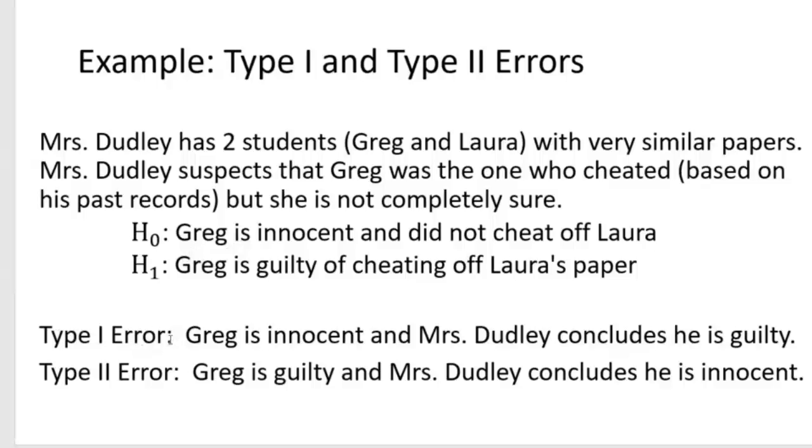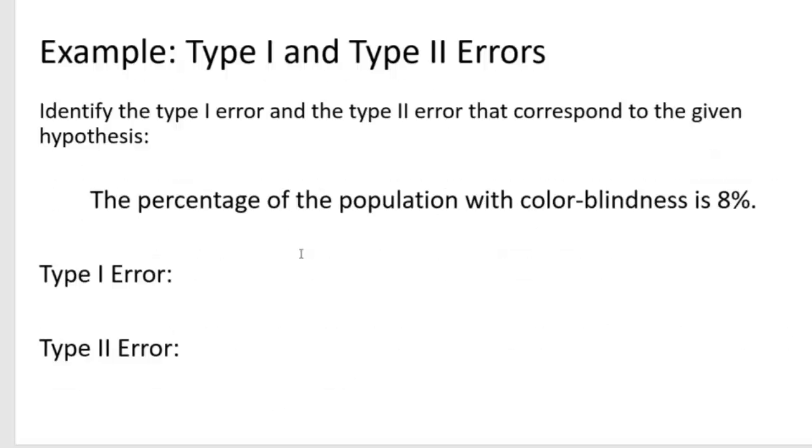So the type 1 error would be he's innocent, but she concluded he was guilty. See, she rejected that truth. That would be a type 1 error. Type 2 error is he's guilty, and she decides he's innocent. So if you just think about it in terms of that, which one would be the greater problem? It's probably much worse for her to accuse him when he's innocent than it is for her to let it go when he's guilty. This is an example of what you might see on homework about type 1 and type 2 errors.